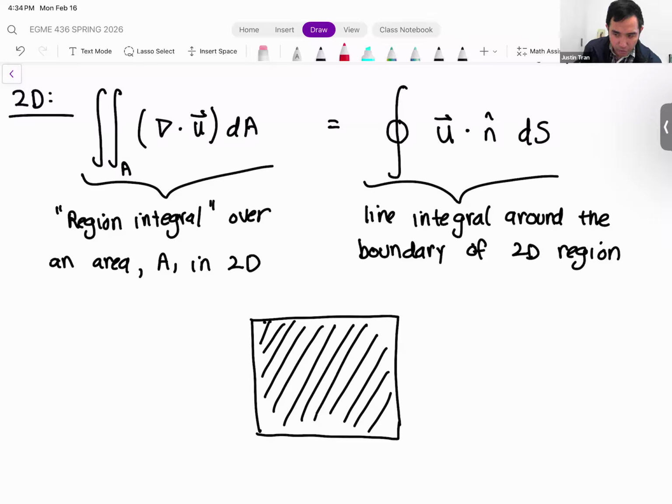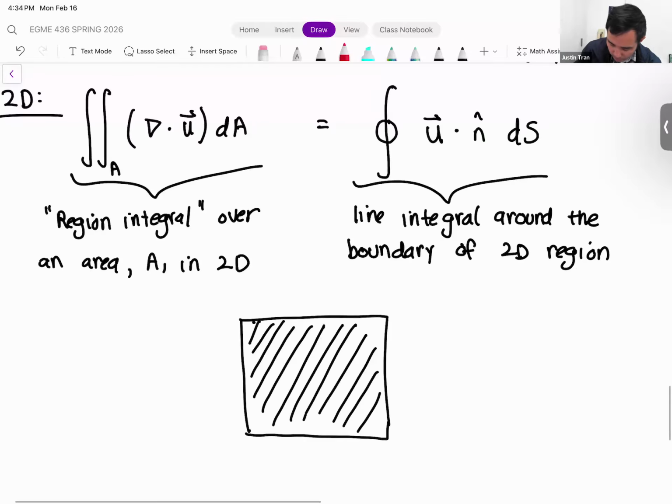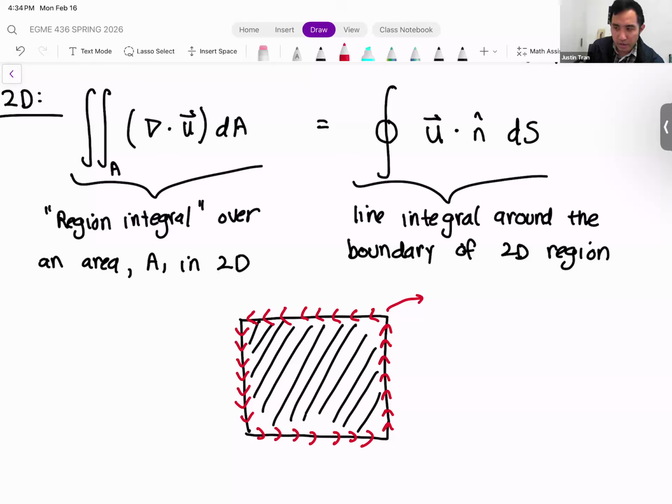So instead of integrating within the center of our 2D region here, we're essentially going to be evaluating an integral that goes around the outside like this. So in red here, I basically have a line integral around the boundary of our region.